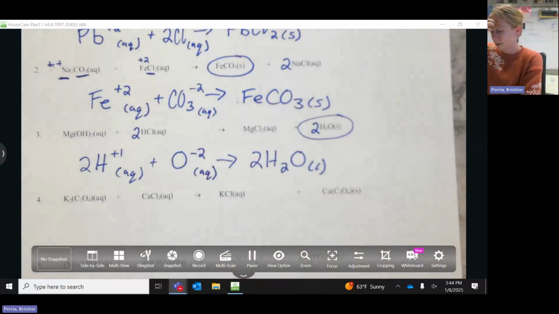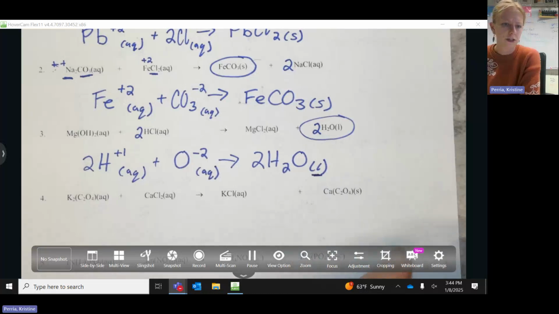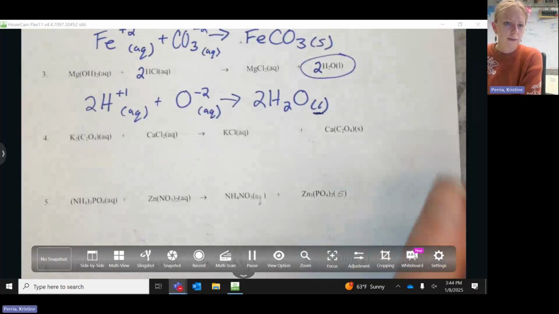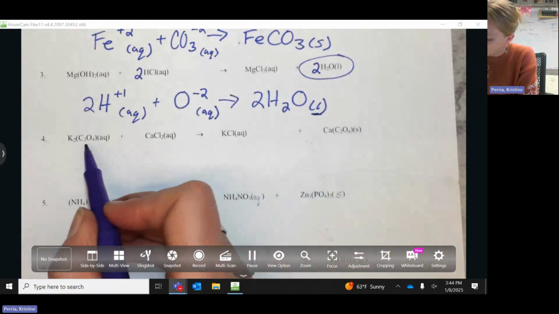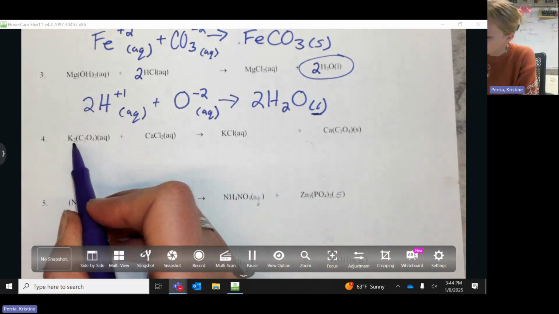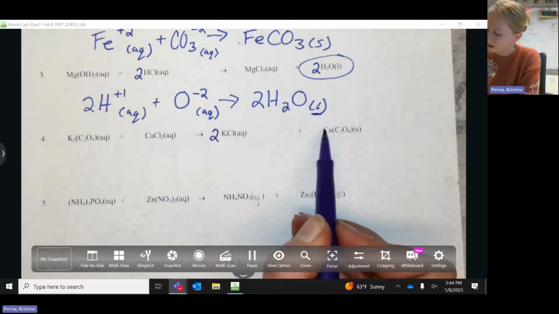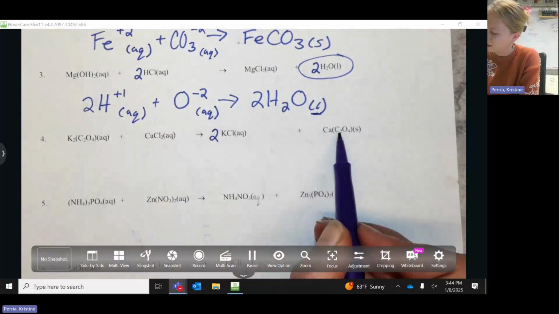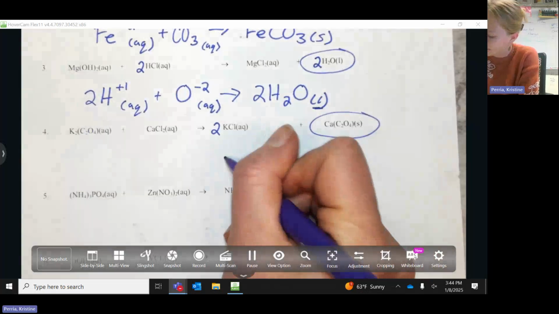This one's kind of difficult because I never taught you the liquid thing, so that might be a little tricky for you. Number 4, we have to balance this one. So we have two potassiums here, only one potassium. So I'm going to put 2 in front, and then I have two chlorines, 1, 1, and then C2O4 is a polyatomic ion. This is the one that's solid, so this is the one that we care about.